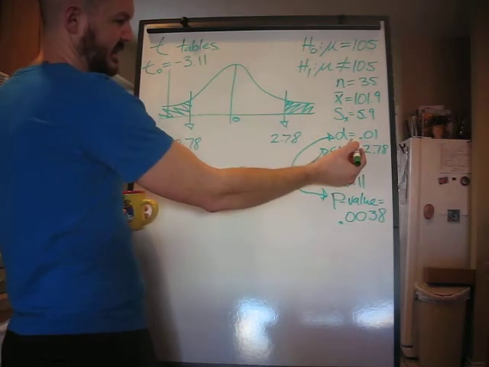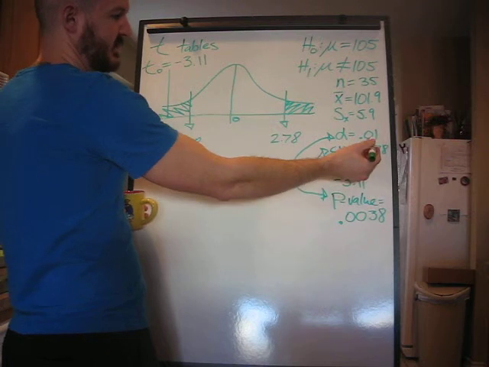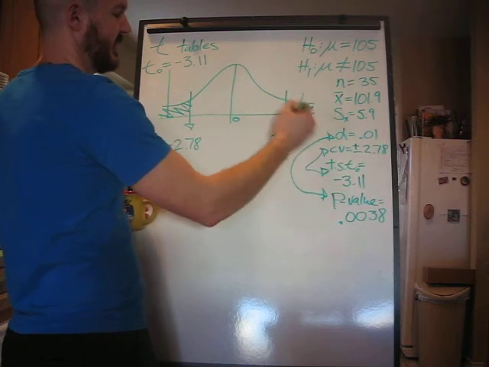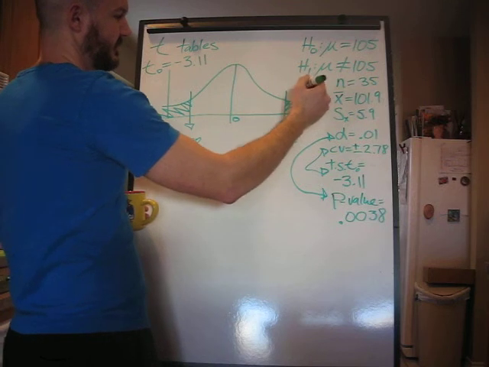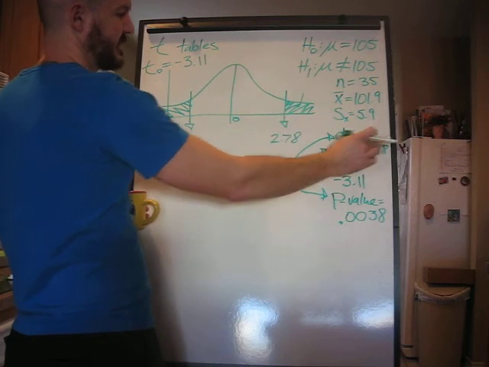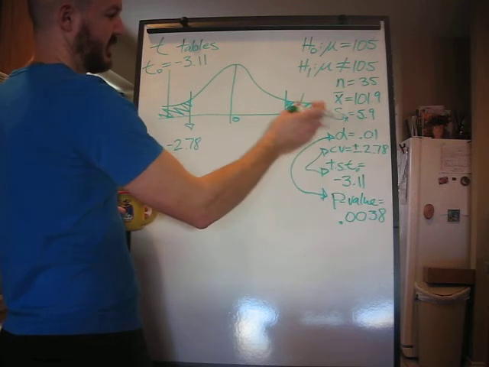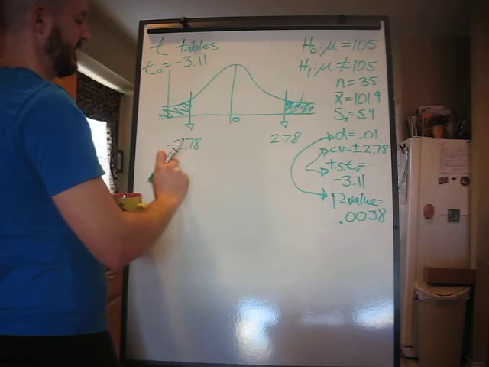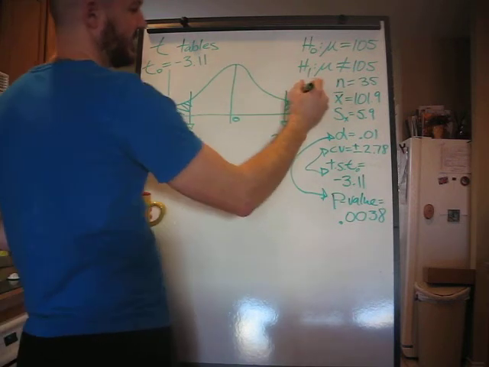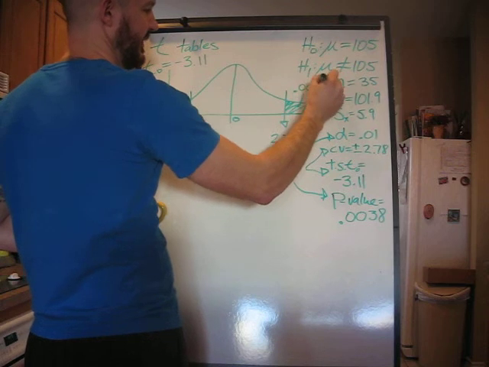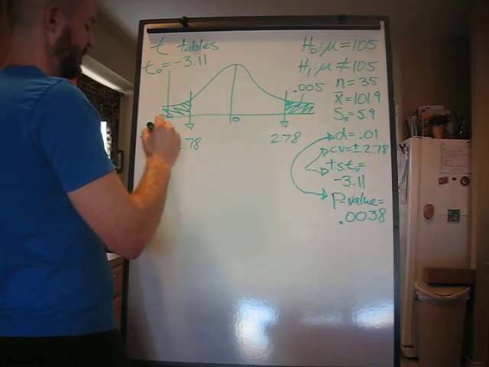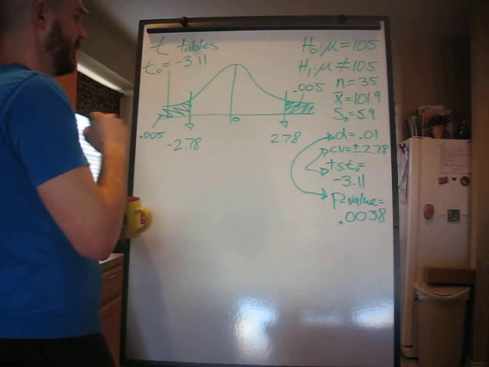Another thing to remember, I like to label our alpha, which is 0.01, so I'll label this area. Alpha refers to an area. 1% of the curve lies outside of 2.78 and negative 2.78, so each tail is 0.005. This area refers to 0.005 of the curve.